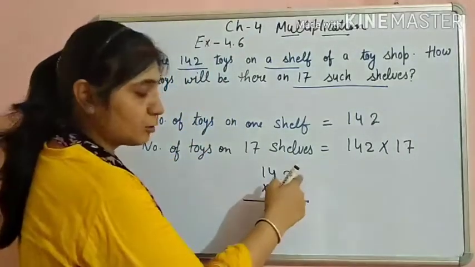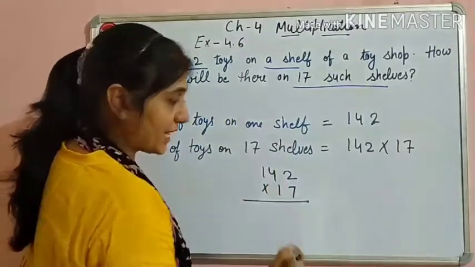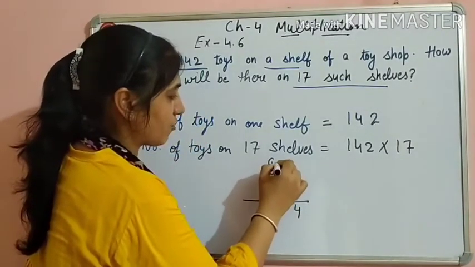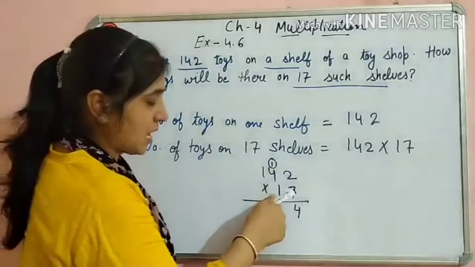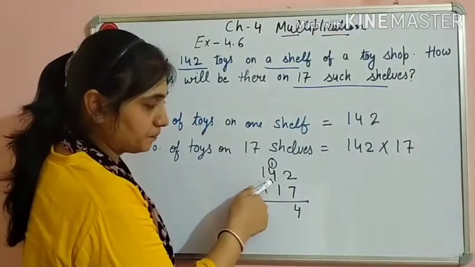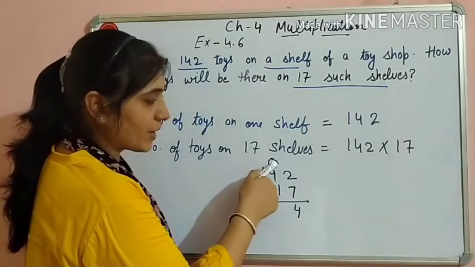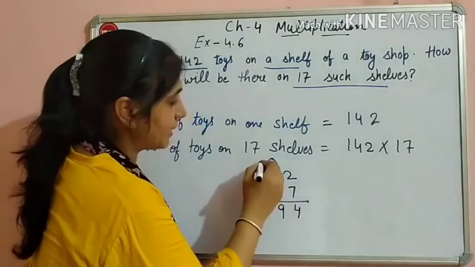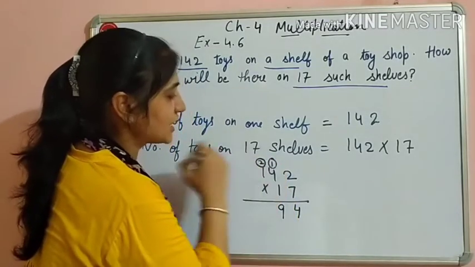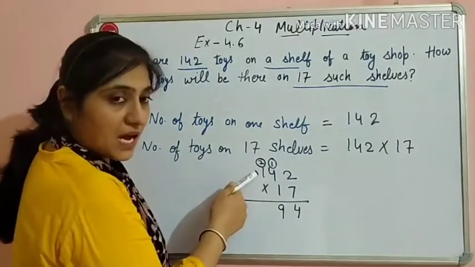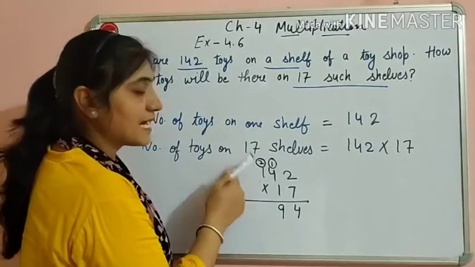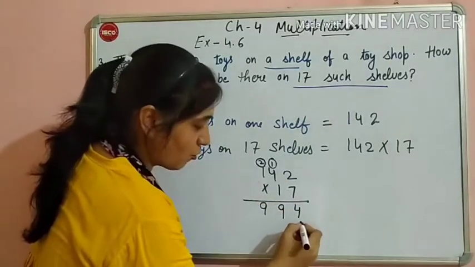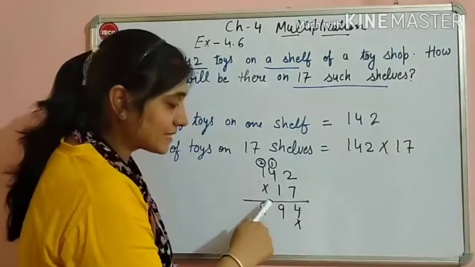So, we will multiply to get the result. Okay, 7 2s are 14. I will write here 4 and 1 carry over to the next place. Now, 7 4s are 28. 28 and 1, 29 and 2 carry over to the next place. 7 1s are 7. 7 and 2, 9.